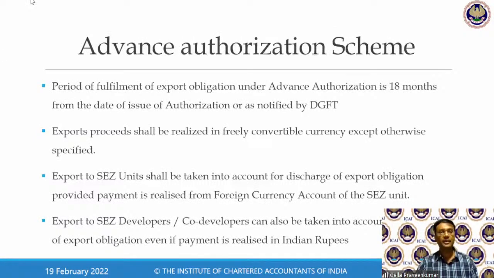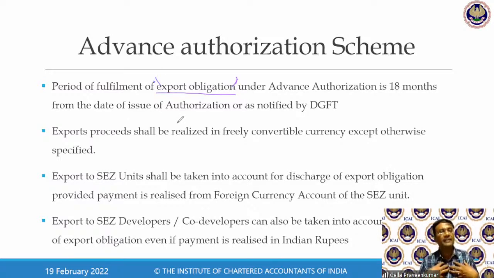Now, so everything is good. I have imported the material. I have enjoyed the advance authorization. You have said 12 months. I have done that. What next? Now, there is something called export obligation. I look at the term export obligation. What is this export obligation?